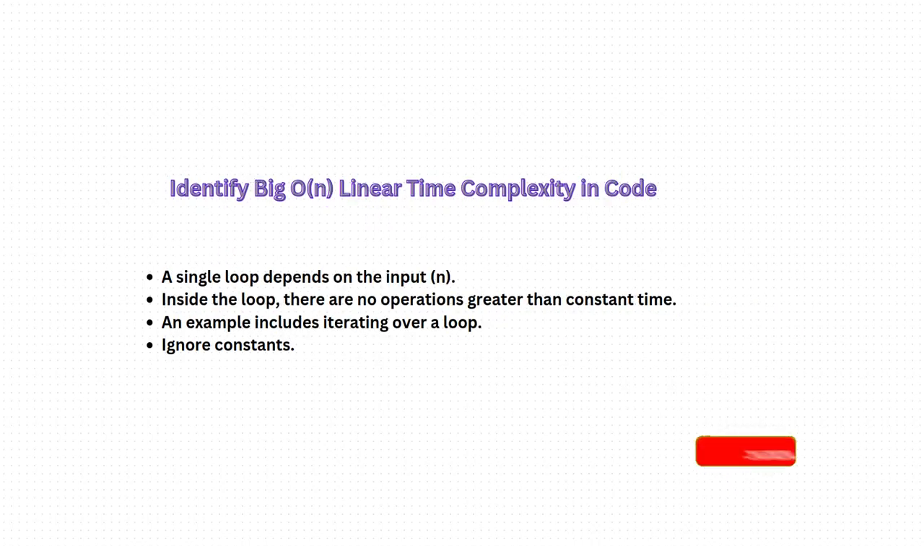Next, we want to identify the big O of n, which is the linear time complexity in code. So what are the criteria you see? The first criteria you see is a single loop that depends on the input size.